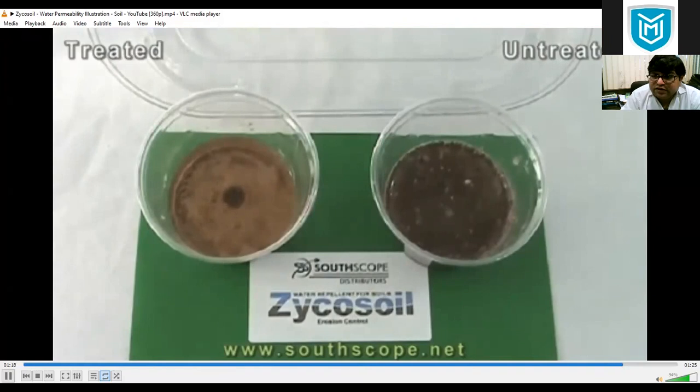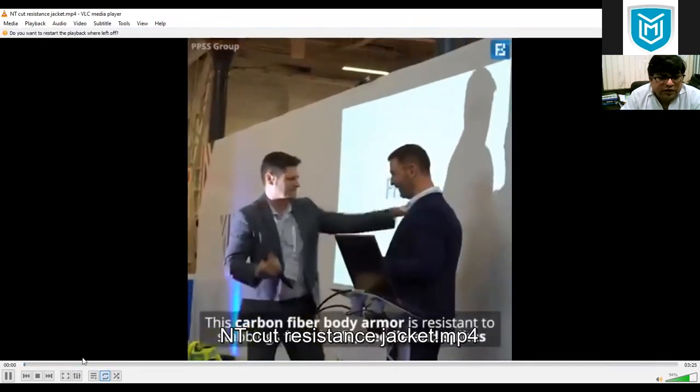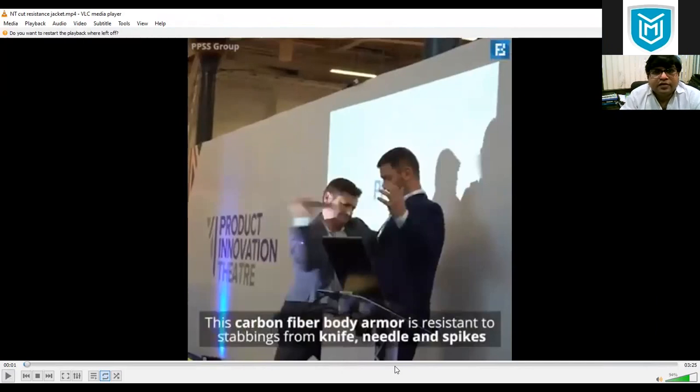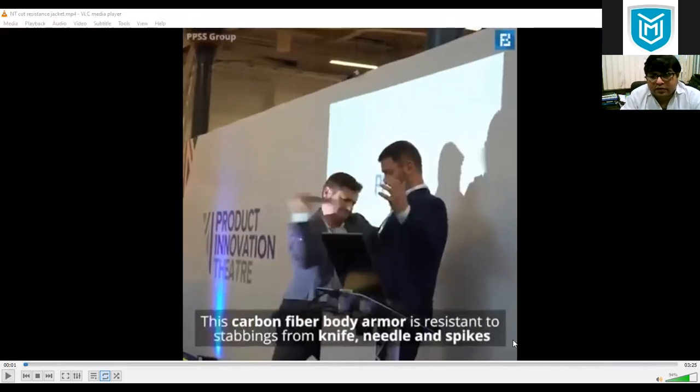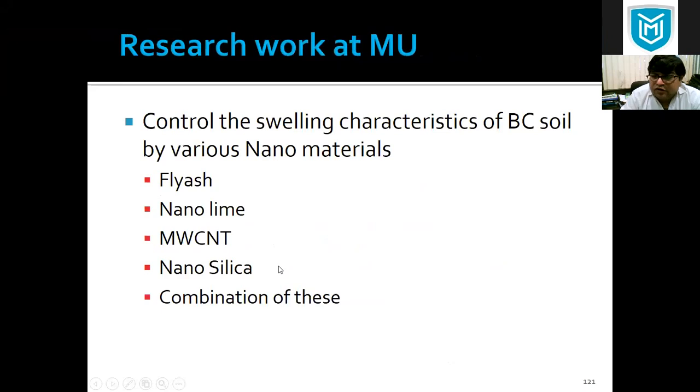Even if you mix it, even if you puncture it, it remains hydrophobic. So imagine all these applications. No potholes, it can restrict seepage losses in canals. Failure of structures due to water movement, like piping and slip failure, landslides, all can be avoided. And the swelling nature of black cotton soil can be treated, with no swelling and shrinkage.